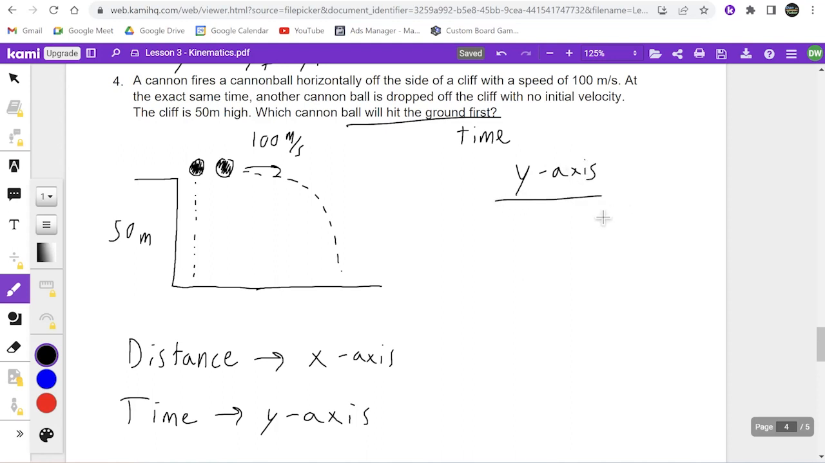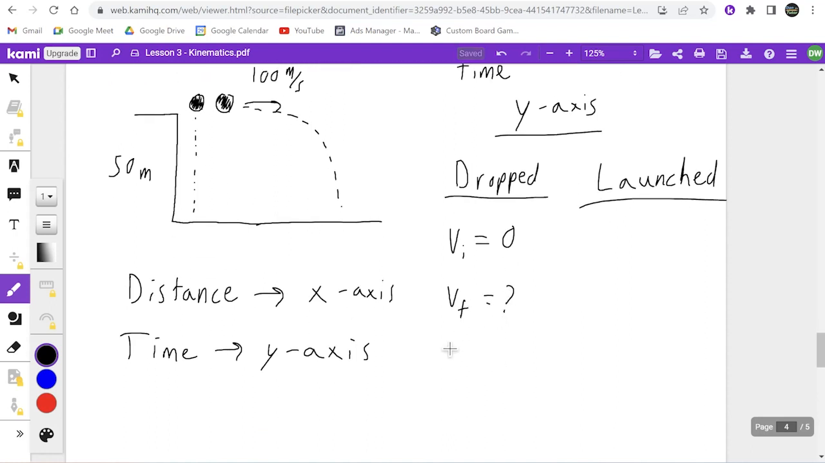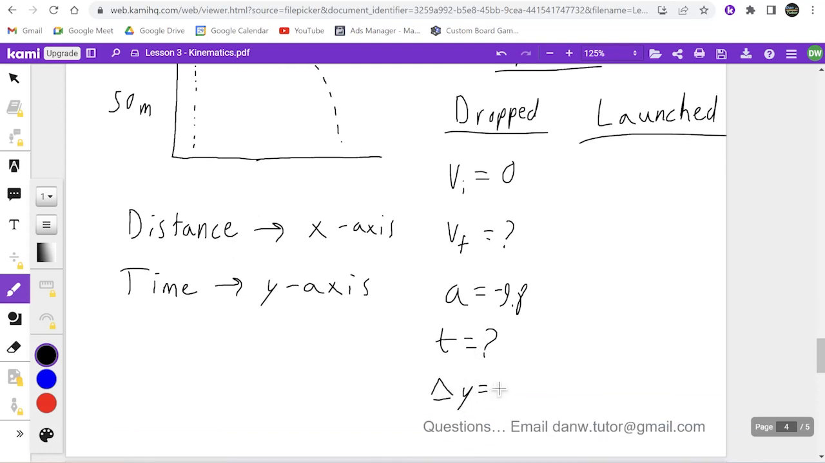There's nothing wrong with doing the x axis, it's just that it's probably not the most direct route to the answer. So what I'm going to do is the same thing for both. Let's make a category for dropped, and a category for launched, and let's see what variables we have here. So for the dropped, V initial is zero because it's dropped from rest. V final, I have no idea. I don't really care either. Acceleration is always negative 9.8 no matter what. Time is what I'm solving for, and delta y is 50. Does everyone agree with this?